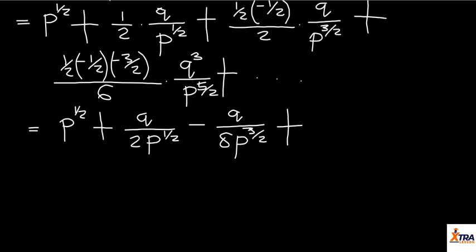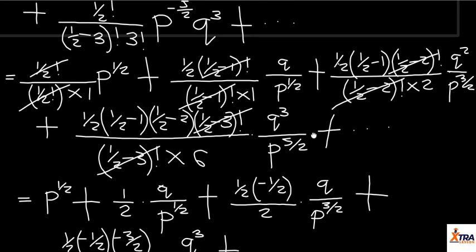So we're having minus 1 over 4 times minus 3 over 2, all divided by 6, which will be giving us 1 over 16, I guess. In this case, we'll be having 3 over 8. That's 3 over 48, which is 1 over 16. So 1 over 16 times q cube. We have q cube over 16 p raised to the power 5 over 2.